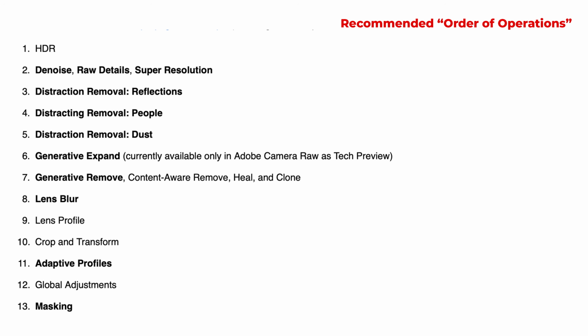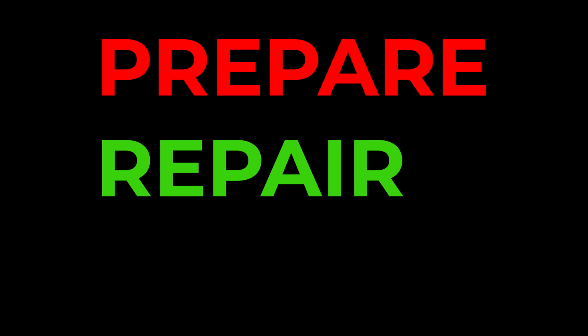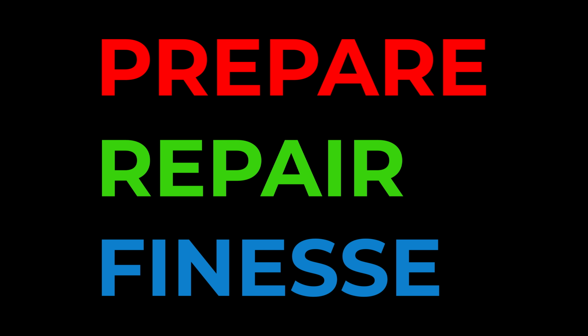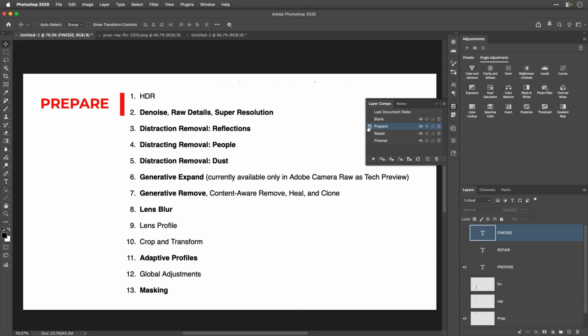So when we look at the order of operations, I like to use 3 words to help me remember the recommended order in which to edit my images. And those 3 words are prepare, repair, and finesse, or you could use finish. So for prepare, we have edits such as denoise, raw details, super resolution, and HDR. These are done to the entire image before you get on with the main retouching steps. So this is kind of like covering the cake with the icing sugar.